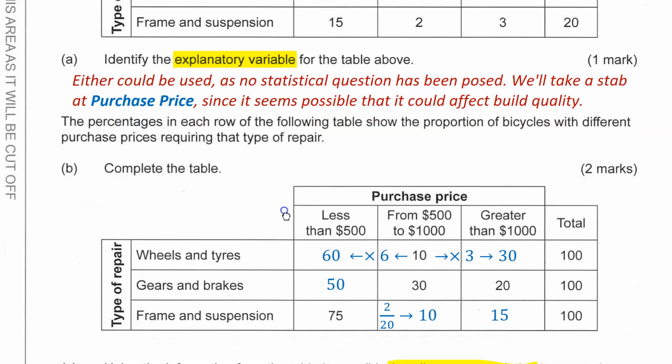Then let's go to the last row. So we've got 15, 2, 3, and 20 up here, and all we're told is that 15 out of 20 is 75%. That means that we know that 2 out of 20 is 10%, so let's put that one in there, and then that leaves us 15% missing to make the 100. So some pretty hectic arithmetic straight up there on part B.